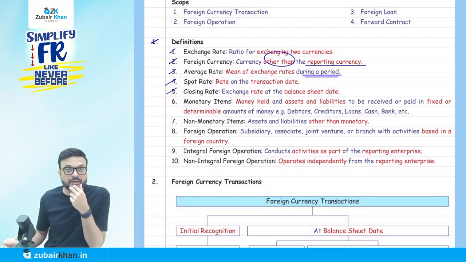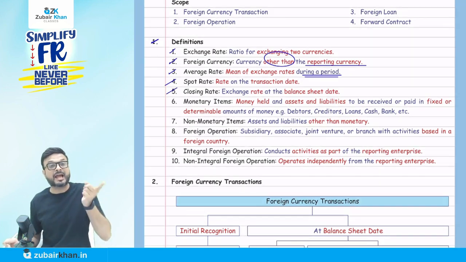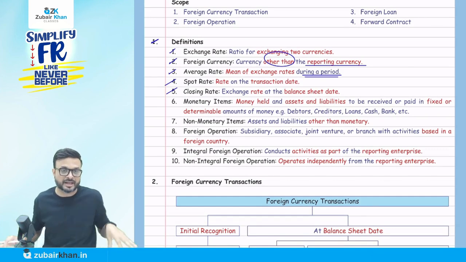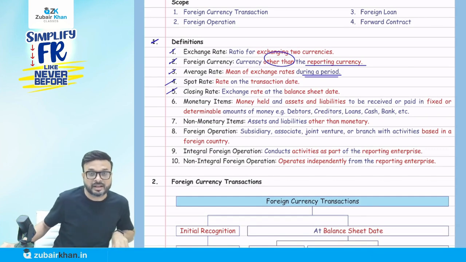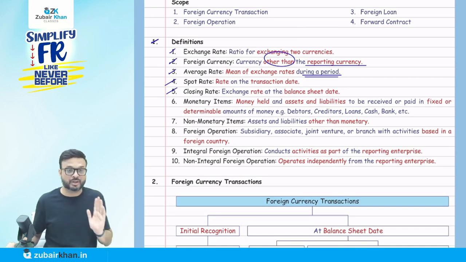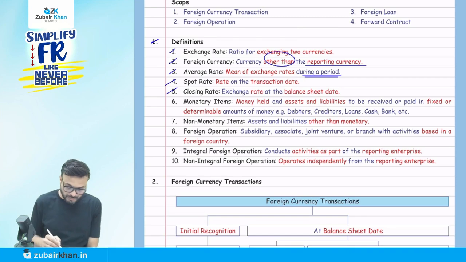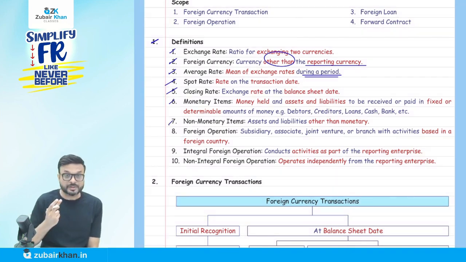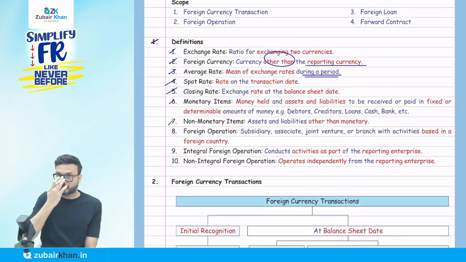What is the closing rate? Closing rate means the exchange rate at the end of the year, or you can say the balance sheet date. And one more thing, opening rate means the rate at the start of the year. Now, two terms you have to understand: monetary and non-monetary. When we discuss the accounting treatment, there is different treatment for monetary and non-monetary items. No need to mug up, just understand what we mean by monetary item.